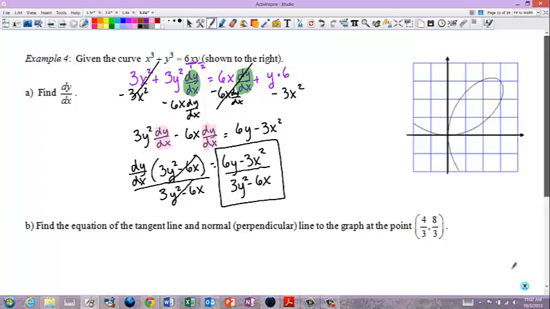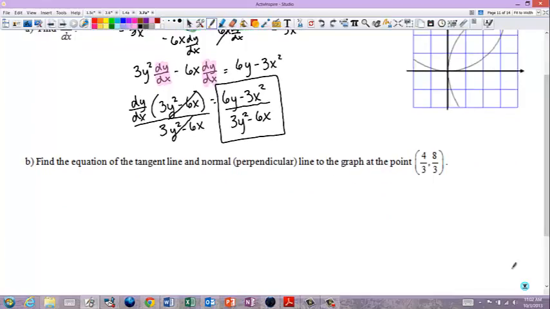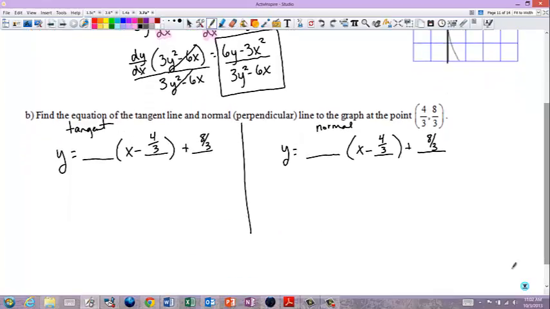It says find the equation of the tangent line and normal perpendicular line to the graph at the point 4/3, 8/3. So we'll do the tangent line over here and the normal over here. Okay, tangent line, y equals blank, x minus blank, plus blank, where my x is 4/3, my y is 8/3. Normal line, y equals blank, x minus blank, plus blank, 4/3, 8/3. And the only thing I'm missing is my slope. Well, hello. There it is.